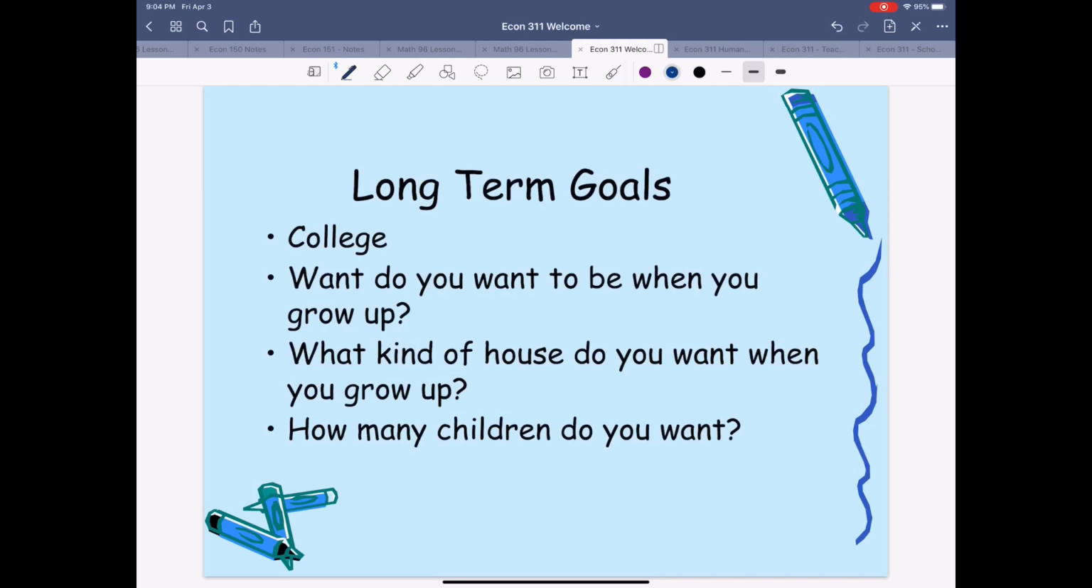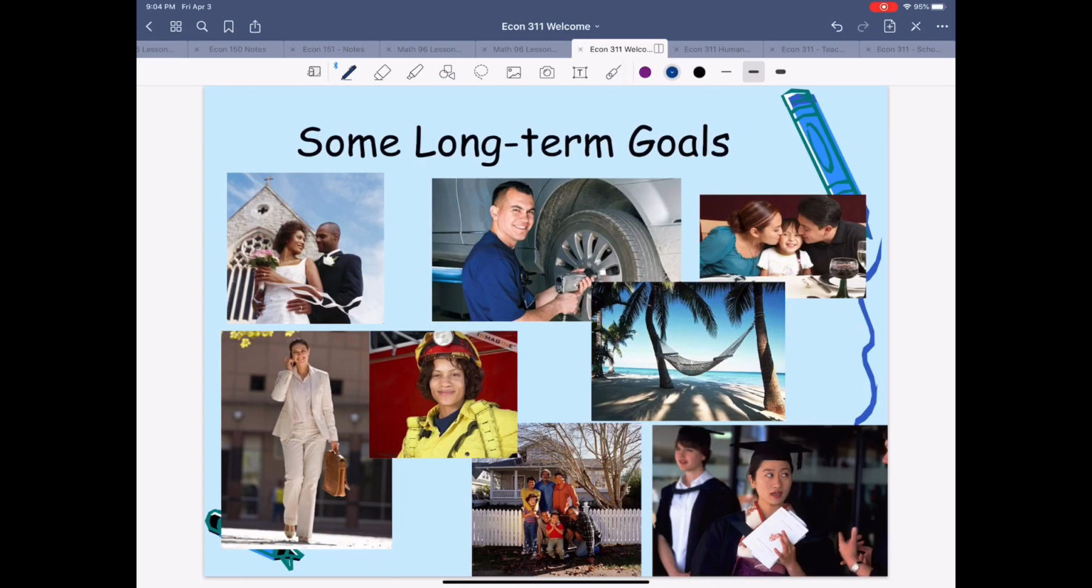So for students, we might find some long-term goals would be college and careers for when they're adults, the kinds of houses they want to buy, how many children they want. All of these could be really interesting discussions with our students and help them understand the concept of long-term goal setting too. And it's important that they see that goals have short and long-term versions of them and that they should always be engaged in the process of goal setting.